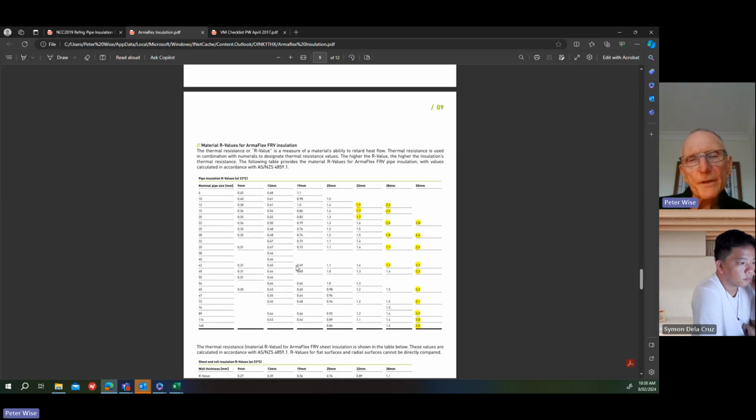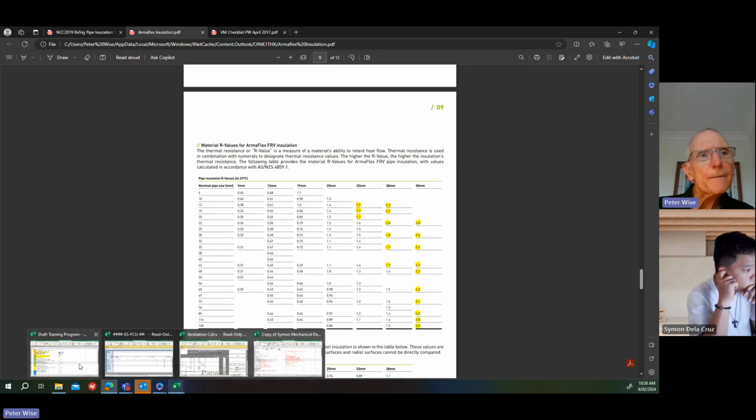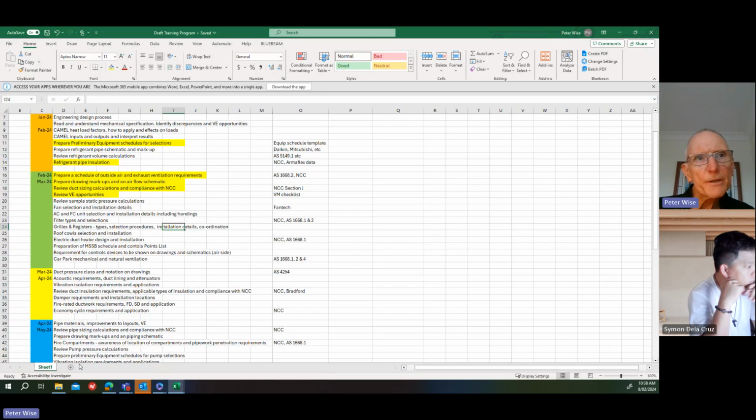So that's important to remember. If you look at the NCC, it says you must have a vapor barrier as well as insulation with the R value that's specified. So I just wanted to mention that to you. Be aware of that because that's something you'll be dealing with as you work through your design. You're going to need to know the insulation type and thickness.